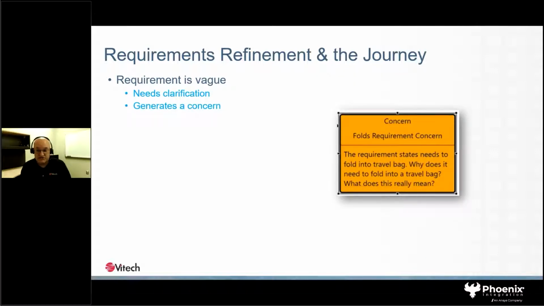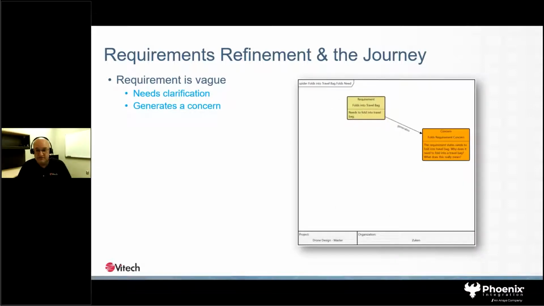We generate a concern in GENESYS to capture that concern before we go back to marketing, so that we can ask the question, make sure we understand what the question is that we're asking. So in this case, what does this really mean that I need to fold into a travel bag? The way this relationship looks based on the meta model is just this, the requirement generates this concern.